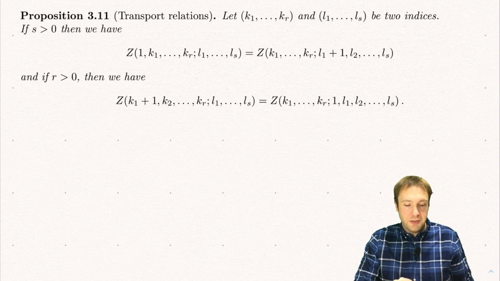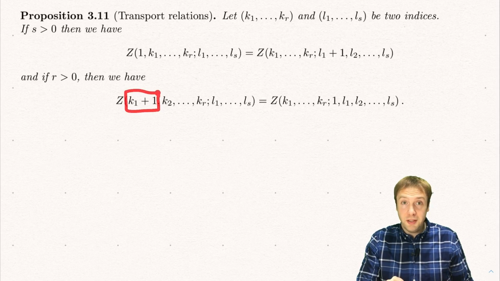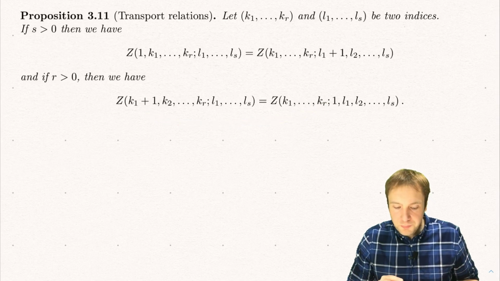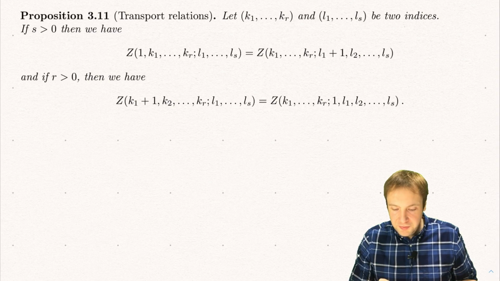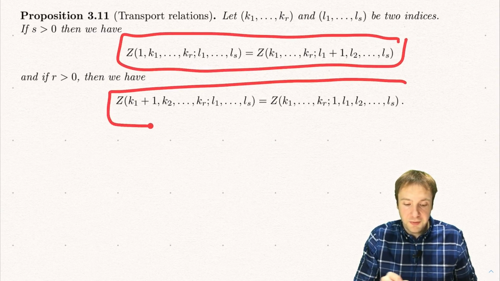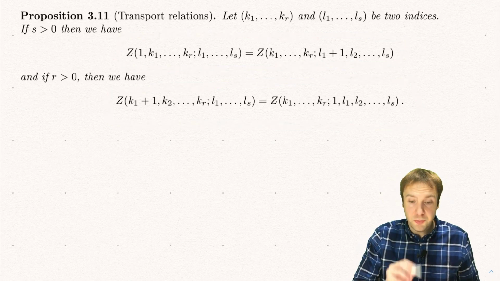And the second transport relation is: if I have a number on the left index, so here we assume that the left index is non-empty, and it starts with a number greater than or equal to 2, then I can subtract 1 from it and put this 1 in front of the right index. First notice that these are actually not two different relations, it's just written the other way around. Because Z is symmetric, this relation is exactly the same as the first. So in the proof we just need to prove one of them.